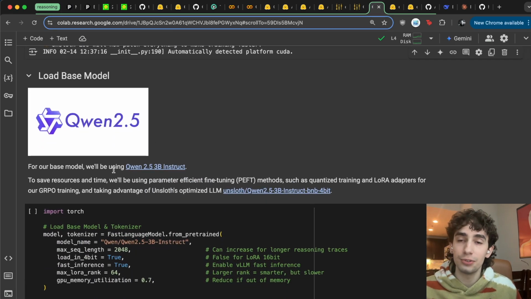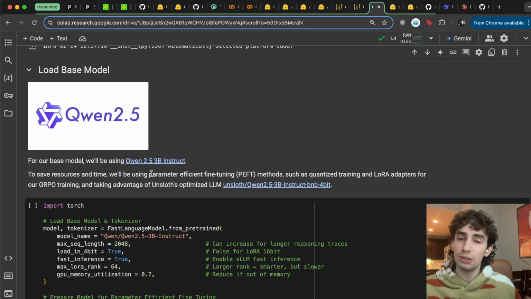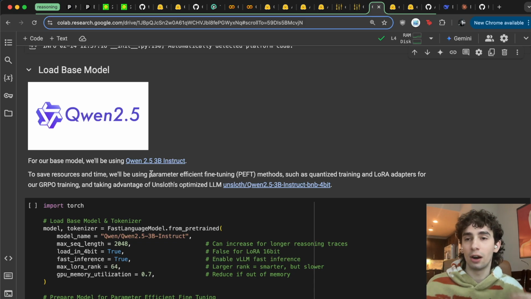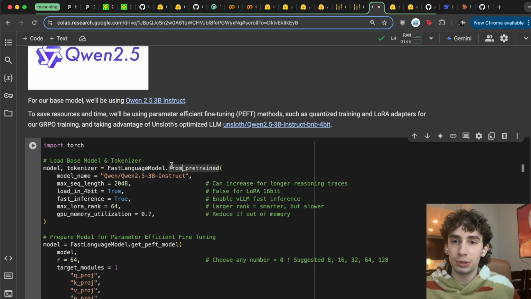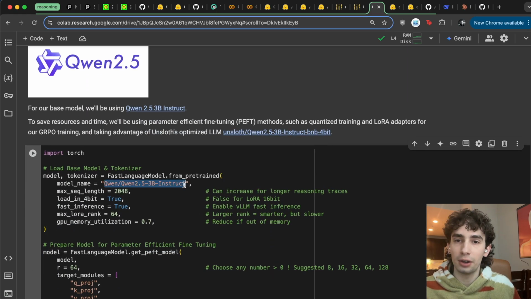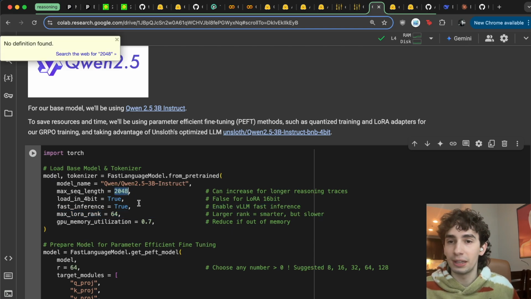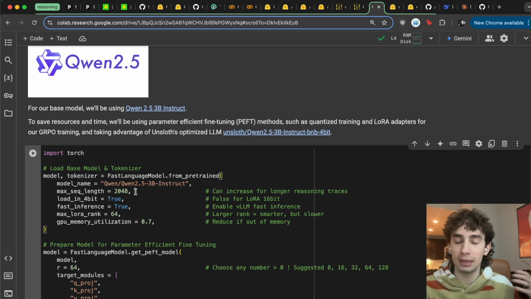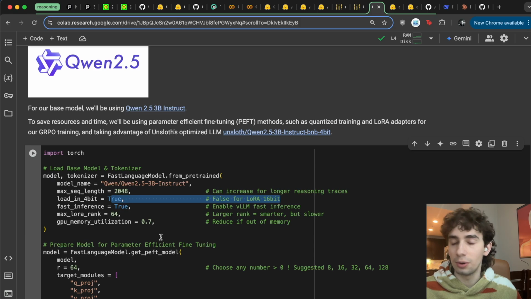As mentioned, we're going to be using Qwen 2.5 3B Instruct, which is just a nice, small, but powerful language model that would be a good candidate for our use case. So using the FastLanguageModel class with the from_pretrained method imported from Unsloth, what we can do is pass in the Hugging Face ID for 2.5 3B Instruct and set a few different arguments, specifically the max sequence length, which is going to be the maximum amount of tokens that this language model is going to be able to generate. We're going to load it in 4-bit, which is a more parameter efficient way of loading this. We're going to use vLLM for fast inference.